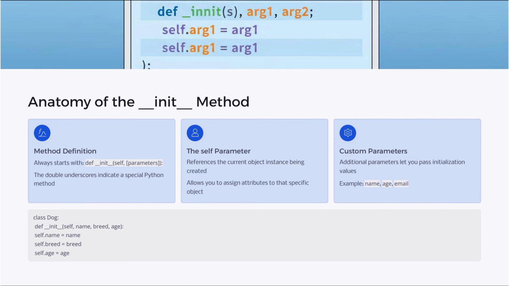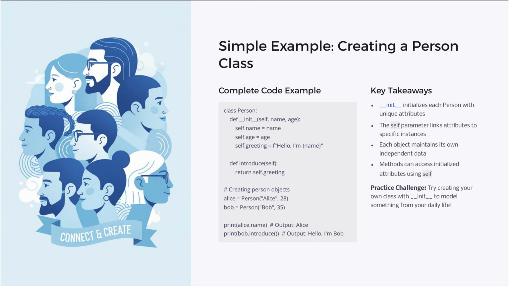For instance, in class Dog, attributes like name, breed, and age are set during object creation. In the Person class, the __init__ method initializes each instance with unique attributes like name and age. The self parameter ensures these attributes are linked to specific instances. Each object, such as Alice or Bob, maintains its own data. Methods like introduce can access these attributes, demonstrating how objects interact with their data.